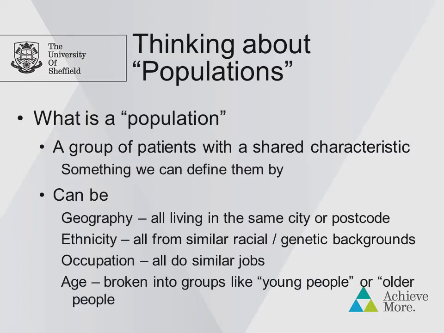However, we could also think of populations in terms of people from the same ethnic backgrounds, or people who do the same job, or people who are roughly the same age, so we could break things up into groups of young people or older people. Another example would be university students at Sheffield would be a population, and they would have their own distinct health characteristics.